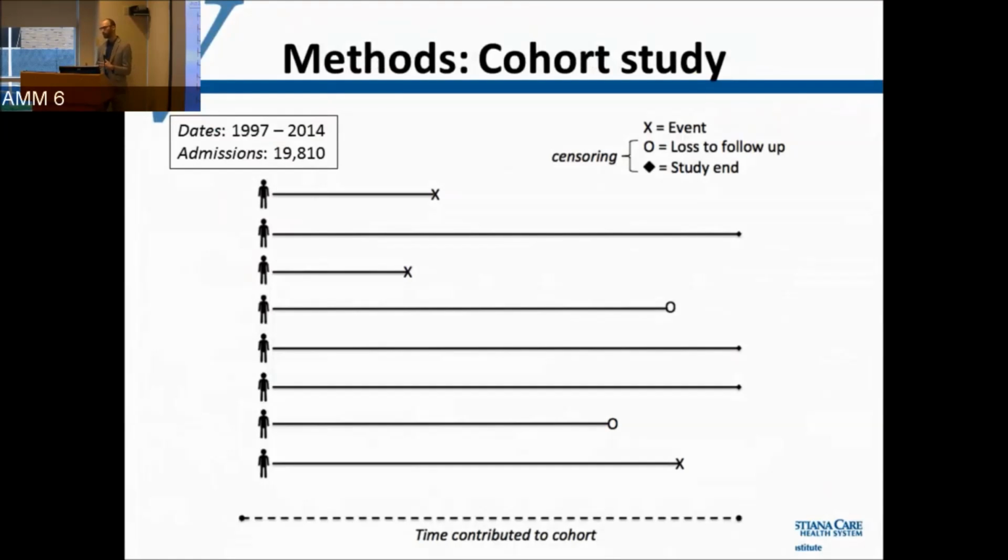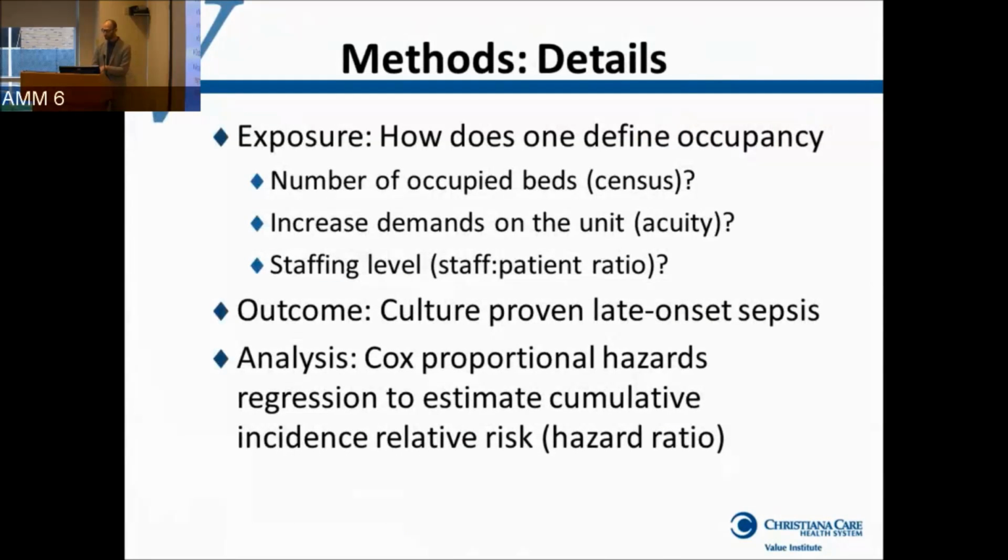And we can follow them until they are discharged, transferred, or if they die in the unit. So we can look at this and calculate incidence rates on the basis of what's going on with the babies while they're here in the NICU. For this particular study, the exposure is this notion of occupancy. So my outcome is late-onset sepsis, that's lab confirmed, culture-proven. And I want to know, how does occupancy influence the risk for infection?